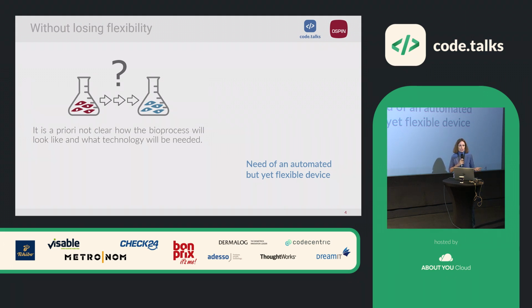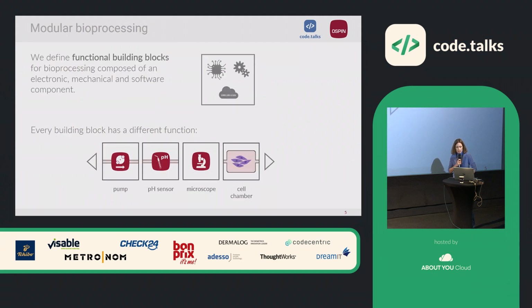And now is, of course, the question: how do we achieve that? At OSPIN, we created what we call bioprocessing modules. A bioprocessing module is nothing else than a functional building block composed of a hardware, software, and mechanical component. And every bioprocessing module has a different function, a function that might be needed in a bioprocess.